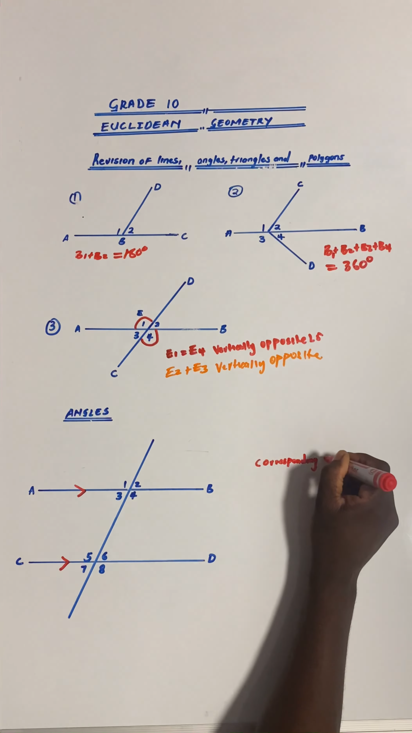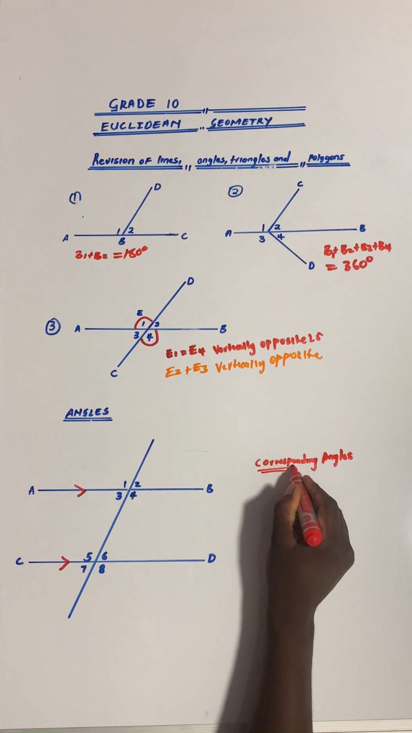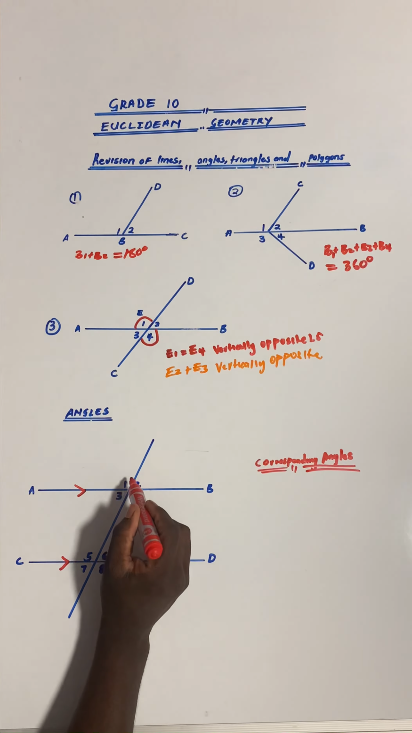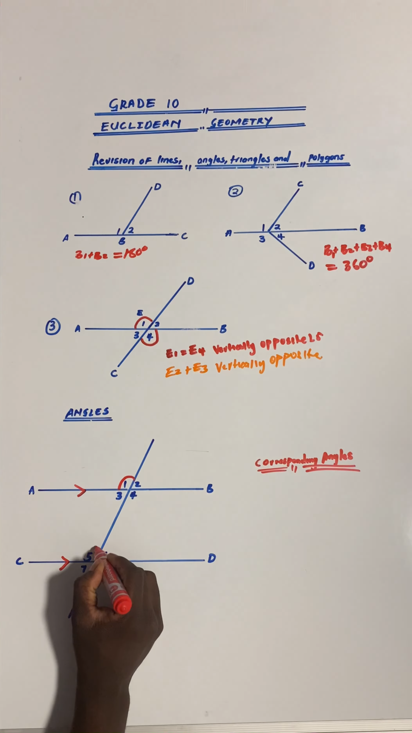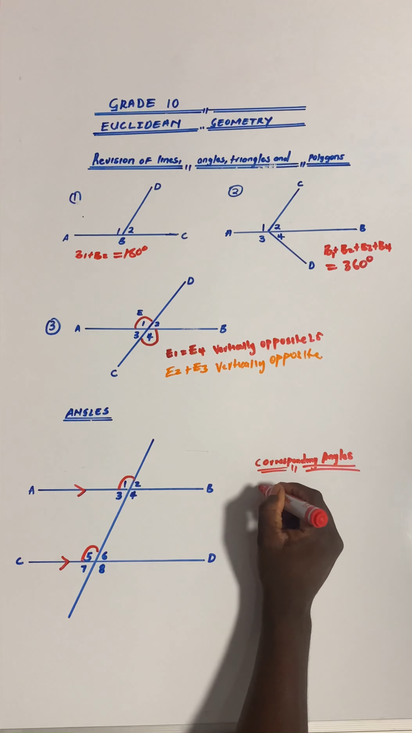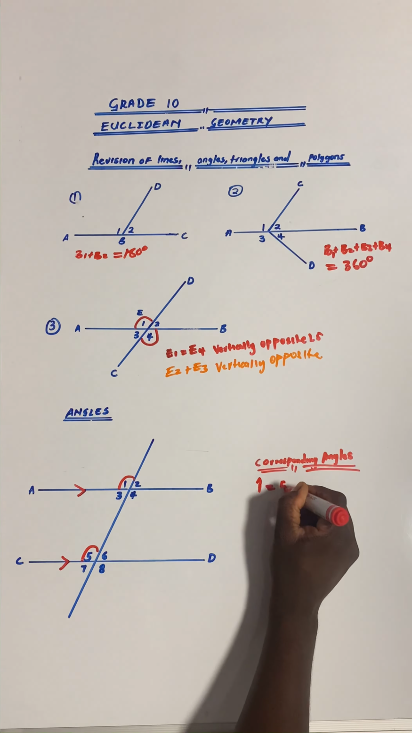Corresponding angles. Right. So how do we see corresponding angles? Let me make an example. That would be angle 1 here and angle 5. In other words, it means that angle 1 will be equal to angle 5.